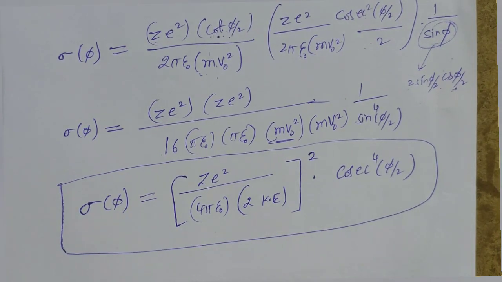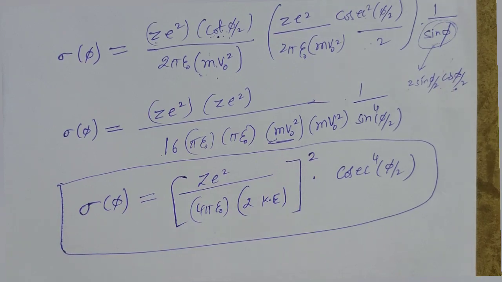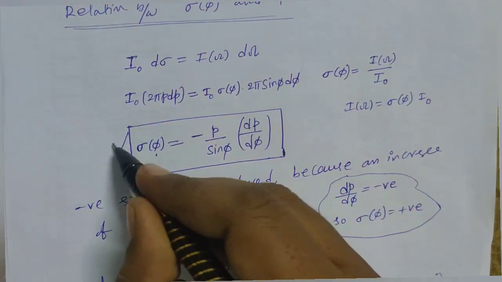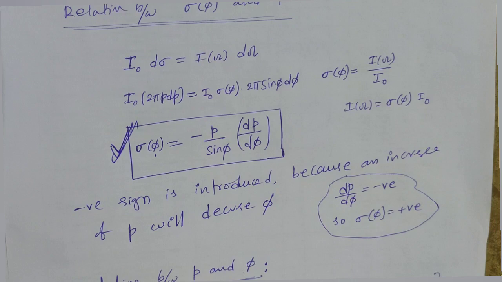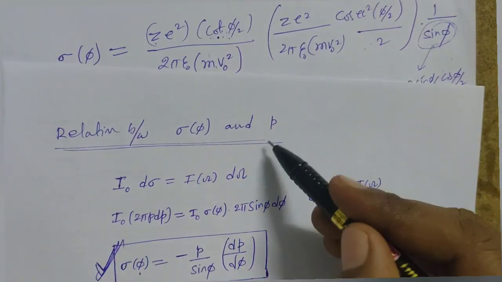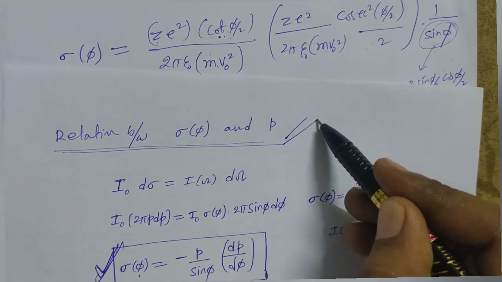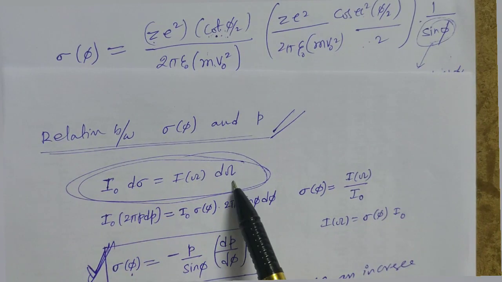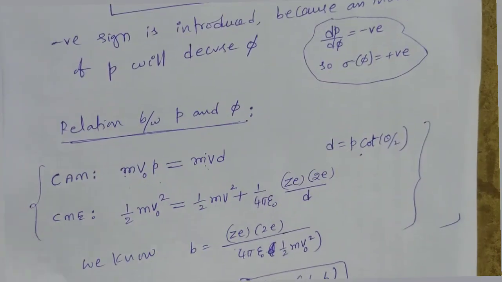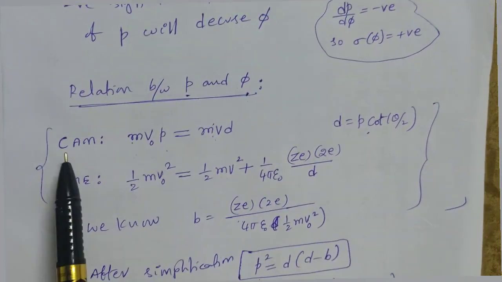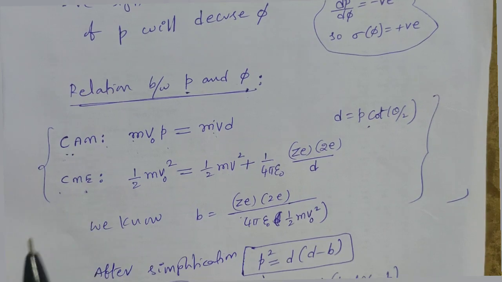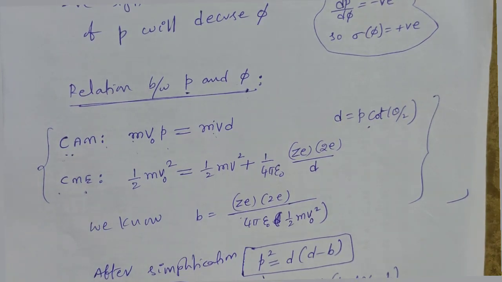So people will struggle a lot, but where is the key equation? Here is the key equation. This is the important relation, that means the relation between sigma phi and p. That is coming from the concept that incident particles will be equal to scattered particles. Then we need to relate p and phi. For that the physics involved here is conservation of angular momentum and conservation of mechanical energy. Then the rest of the thing is your mathematics.